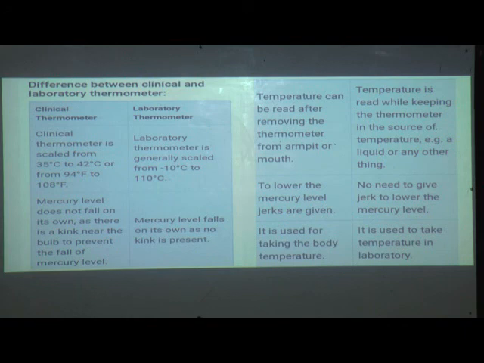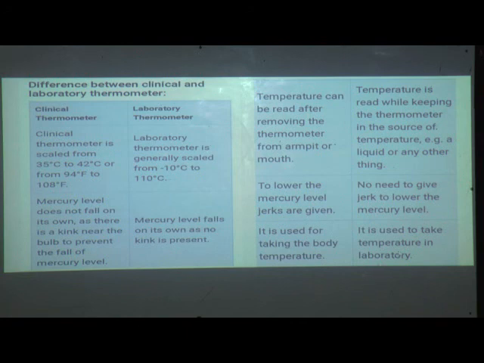But in the laboratory thermometer, there is no need to give jerks to the mercury level. It is already at the side of the bulb, at the lower end of the thermometer. The clinical thermometer is used for taking body temperature. We know it is used to measure the body temperature of human beings, mostly. And the laboratory thermometer is used to take temperature in the laboratory only.